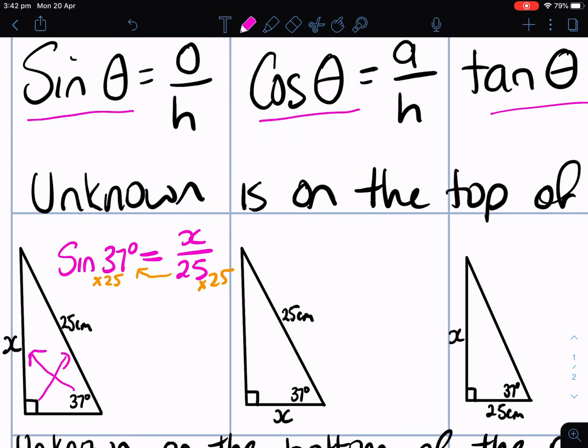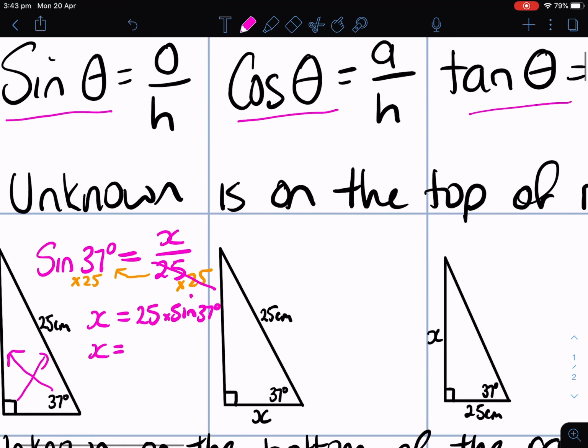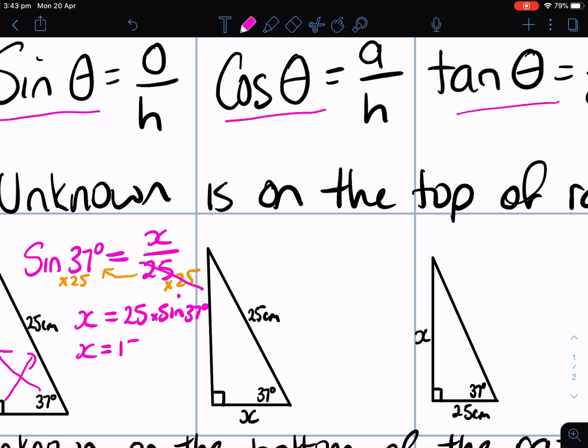If we now rewrite this, you can see that the 25 and 25 on this side cancel each other out, and we're just left with x. And on this side, we have 25 times sine 37. So x equals 25 times sine 37. When you put that into your calculator, we'll round it to one decimal place. You would go 25 times sine 37 degrees, and you'll end up with 15.0 centimeters.